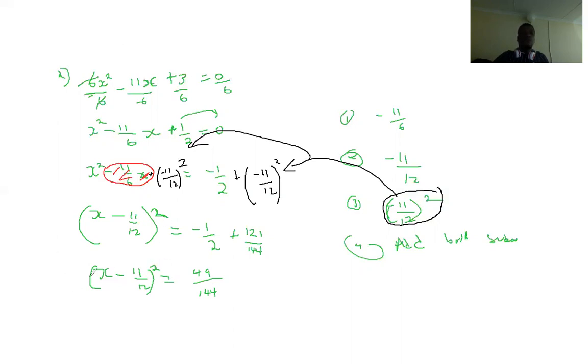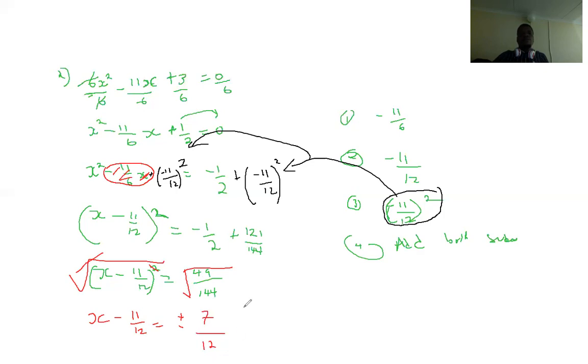So you are going to find the square root of both sides. The square root on this side cancels with the square, then you have x minus 11 over 12. And on this side, remember the answer is supposed to be plus or minus. The square root of 49 is 7. The square root of 144 is 12.